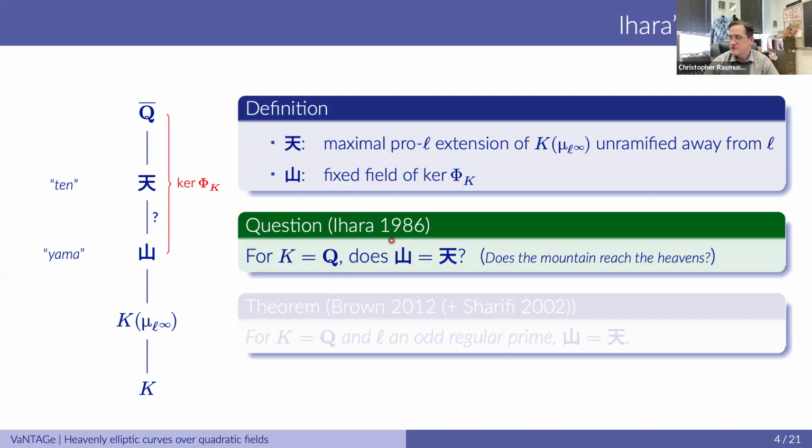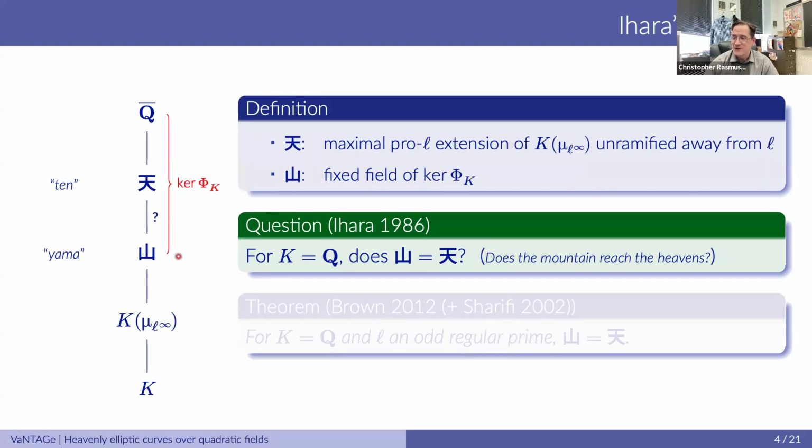And just to explain the choice of notation, the character Yama here is the kanji representing mountain, and the character Ten is the kanji representing heavens. And so we're asking whether or not this natural geometric extension actually reaches all the way up to the natural arithmetic extension given by Ten. And so one way to think about this problem is we're asking, does the mountain reach the heavens?